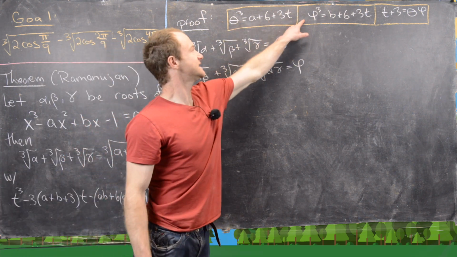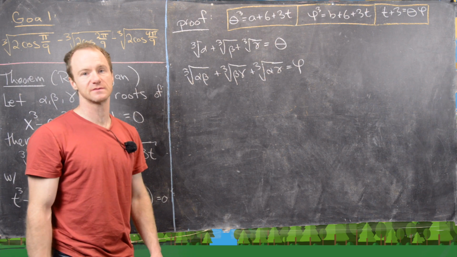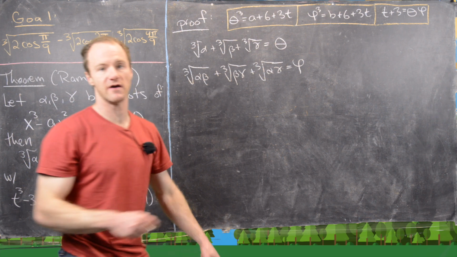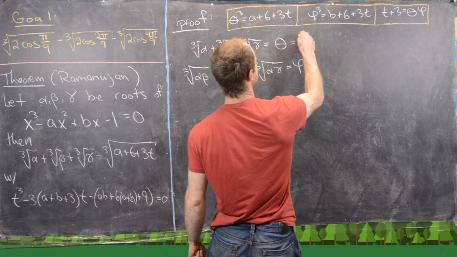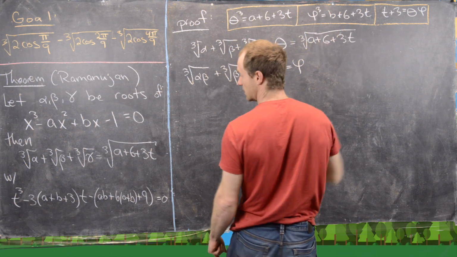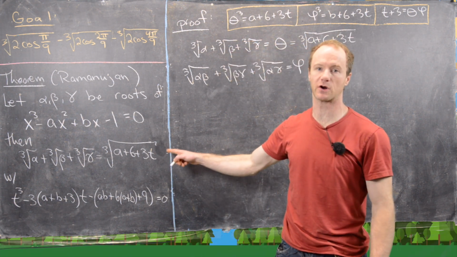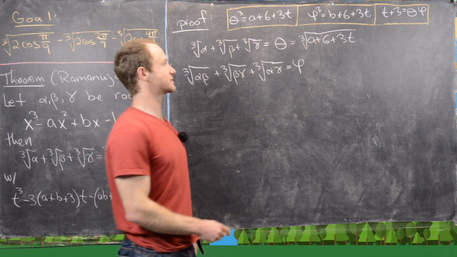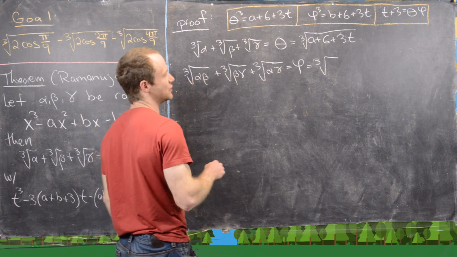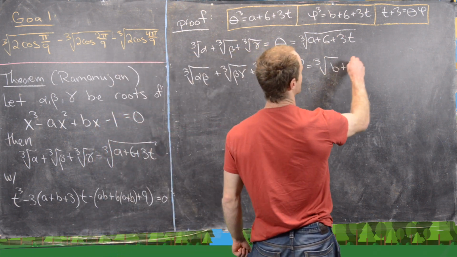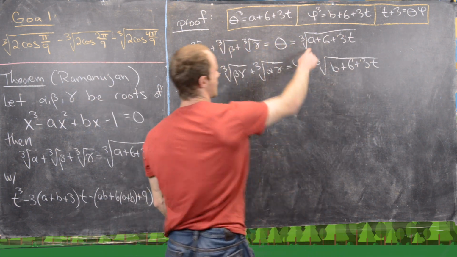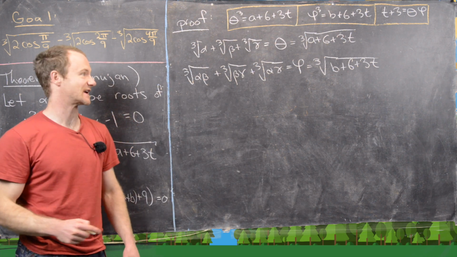Now we want to use these 2 facts to write theta and phi in terms of t and a and b. So here notice that theta is equal to the cube root of theta cubed, so that's going to make this thing equal to the cube root of a plus 6 plus 3t. And notice that's exactly the result that we were looking for. And notice we get this bonus result by doing the same thing with phi. So we have this sum of cube roots over here on the left-hand side is equal to the cube root of b plus 6 plus 3t. Now we won't use this one for our final goal. We'll only use this one, but it's nice to see this as well.